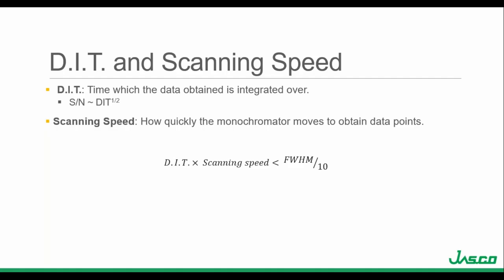The scanning speed specifies how quickly the monochromator moves to obtain data points. So the scanning speed has to be taken into account when setting the digital integration time and vice versa. When selecting these 2 parameters, the digital integration time multiplied by the scanning speed must be less than 1/10 of the full width half max of the peak of interest so that you do not average over any data.